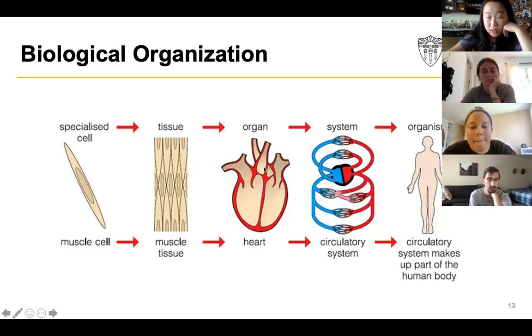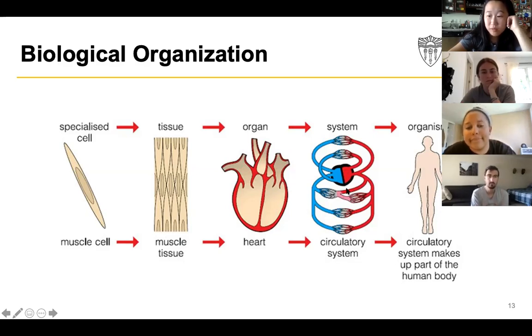Then the next level is a whole organ. Instead of a unity of cells, an organ is a unity of tissues, which have a more complex set of functions that define the overarching function of that organ. So you can see the muscle tissue then becomes a heart. And then the next level after that is a system of organs.